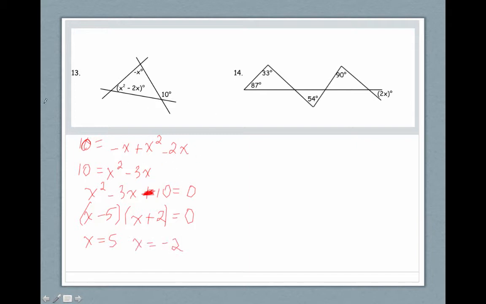But whenever you have a squared, you may have introduced solutions that do not work. So we need to go look. I can't have negative 5, so this one can't be the answer. If this is negative 2, then negative x is 2, and x squared minus 2x is 4, plus 4 is 8. 2 plus 8 is 10, so this one does work.